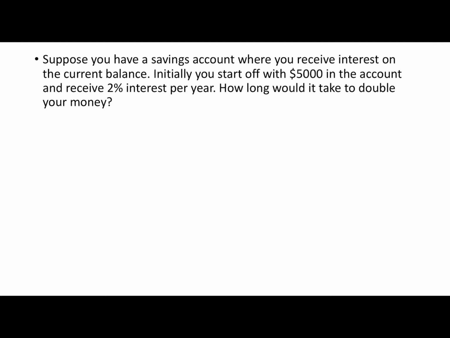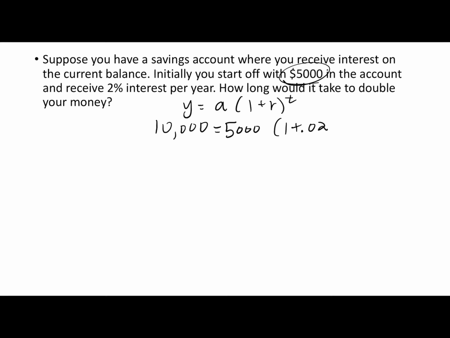Okay, well, double your money. You start off with $5,000 and you want to double it, so 5,000 times 2 will be $10,000. So 10,000. Okay, and we're going to be using the same format again. So 10,000, that's our final value, equals our initial value, 5,000, times 1 plus r, 1 plus 0.02. Okay, because remember the interest rate is 2%, just like before. We're still using the same r. And we're going to raise it to the power of t.